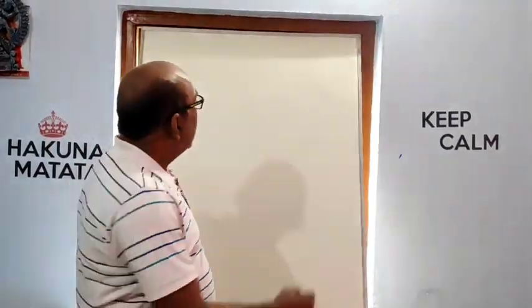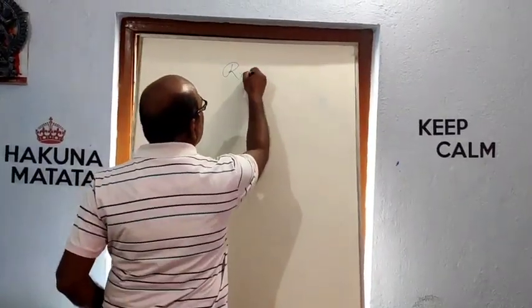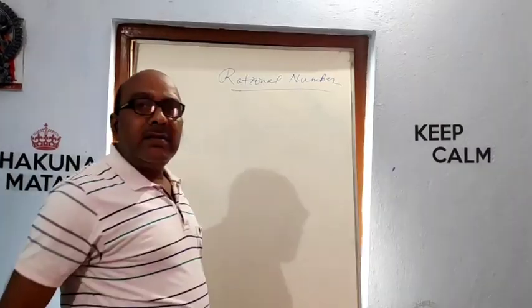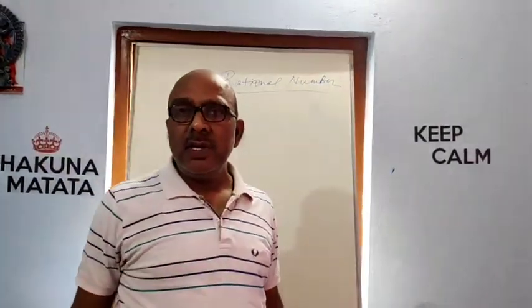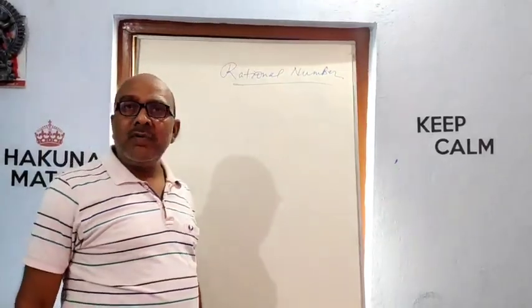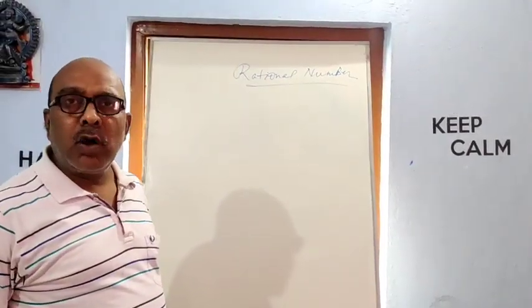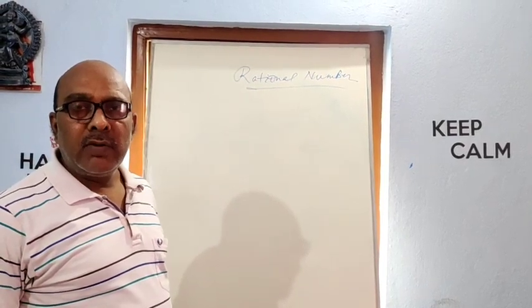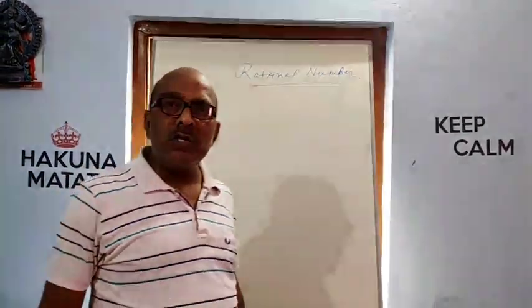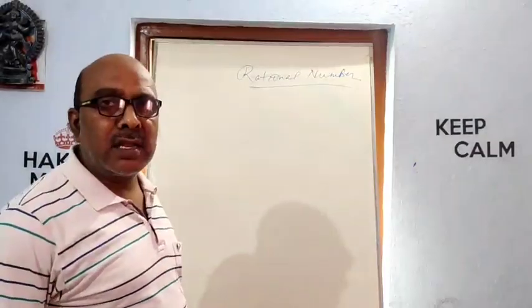Your first chapter in mathematics is rational number. And definition of rational number. First, we have to know the definition of rational number. A number which is written in the form of p by q, where p and q are integers and q is not equal to 0, is called a rational number.